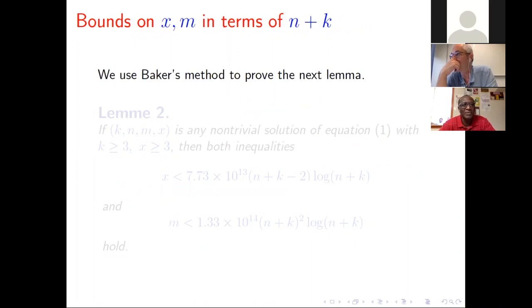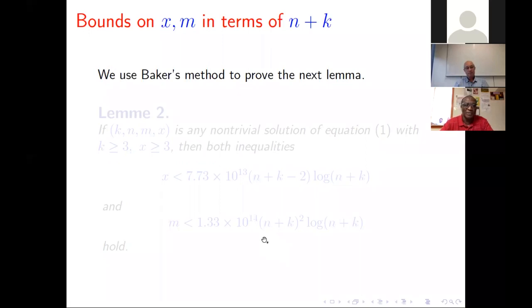Then we can try to bound x and m in terms of n plus k, like we have seen in the previous theorem. For that, we use Baker's method. To do that, we are going to use a linear form in logarithms, find an upper bound and a lower bound using a theorem due to Matveev, a kind of a modification of that.